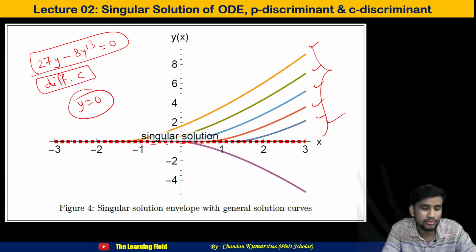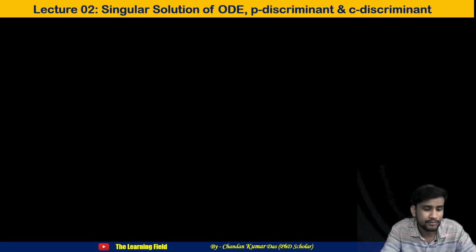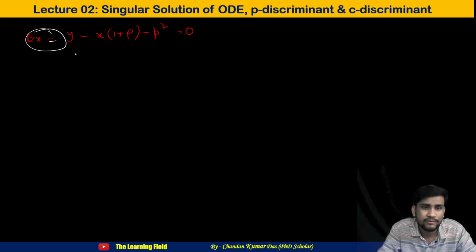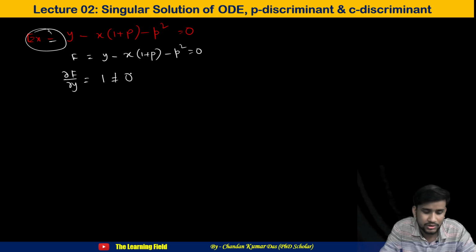Fine. Now we see another example, given by y minus x into (1 plus p) minus p square equal to 0. Fine. So this is an example equation. We first check, say let f equal to y minus x into (1 plus p), where p means dy by dx, minus p square equal to 0. So we first check whether del f by del y is equal to 1, which is not equal to 0.